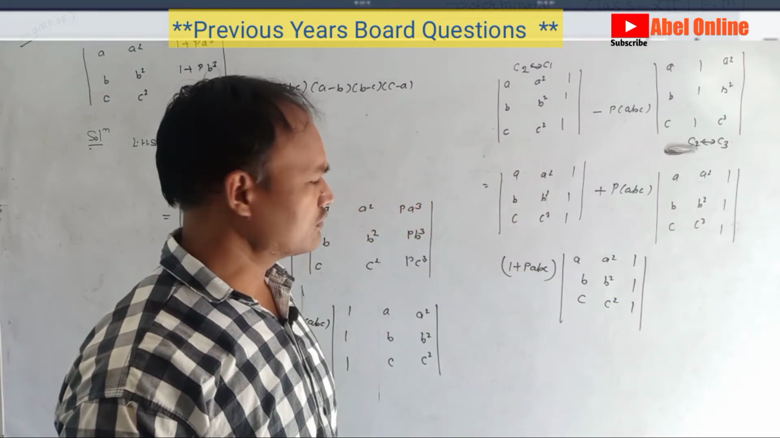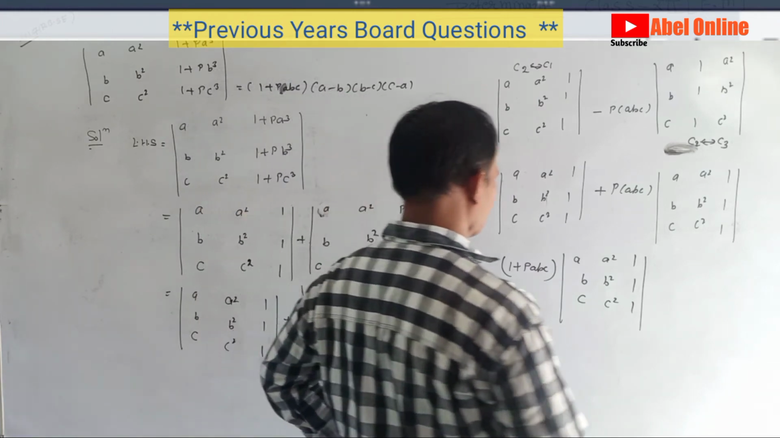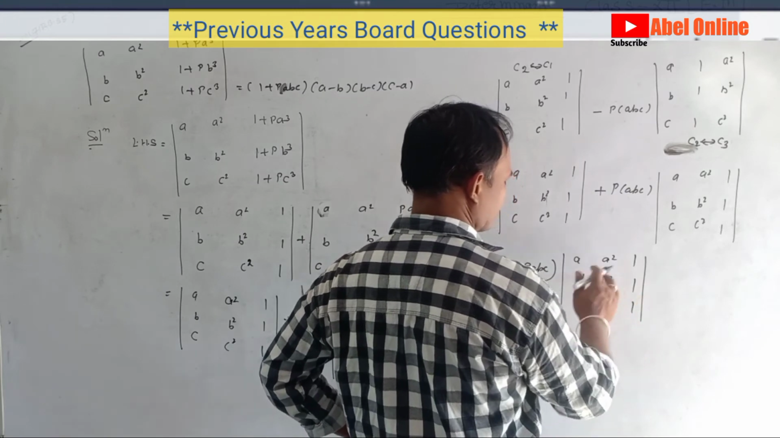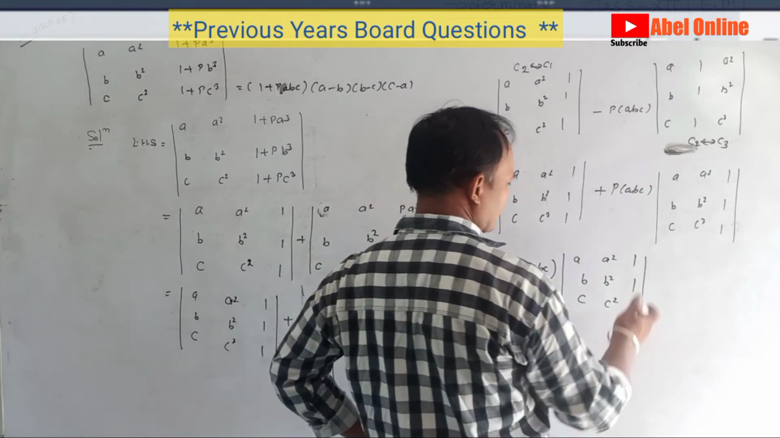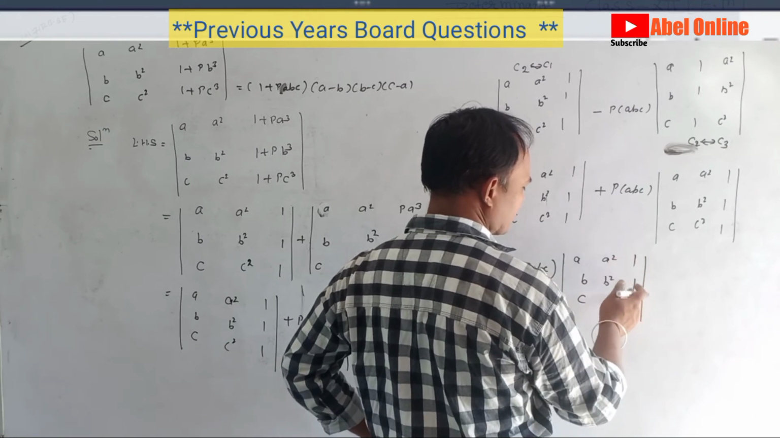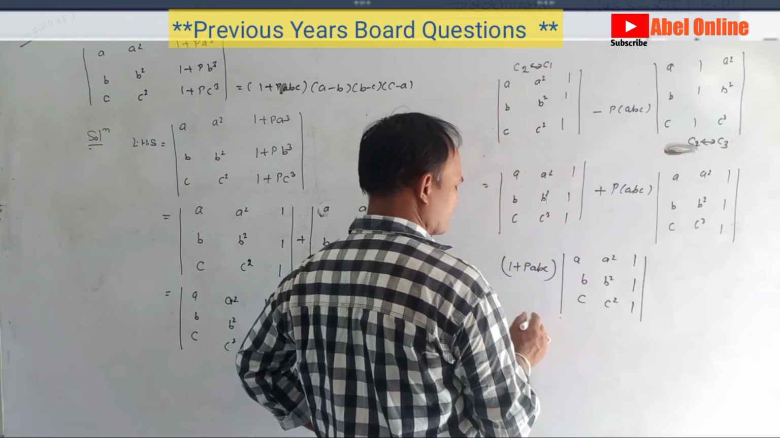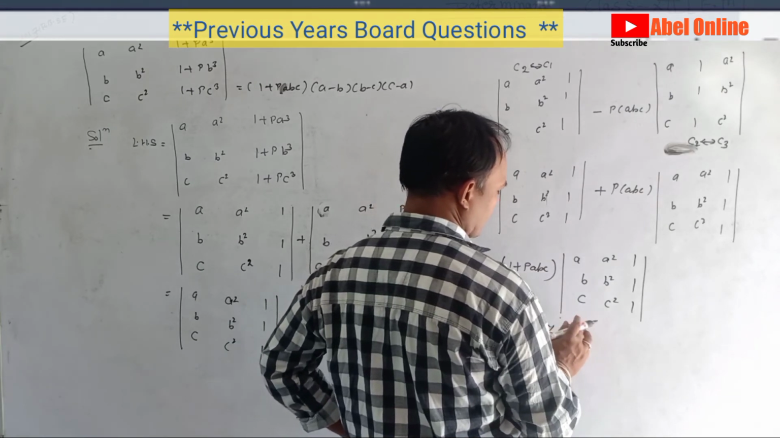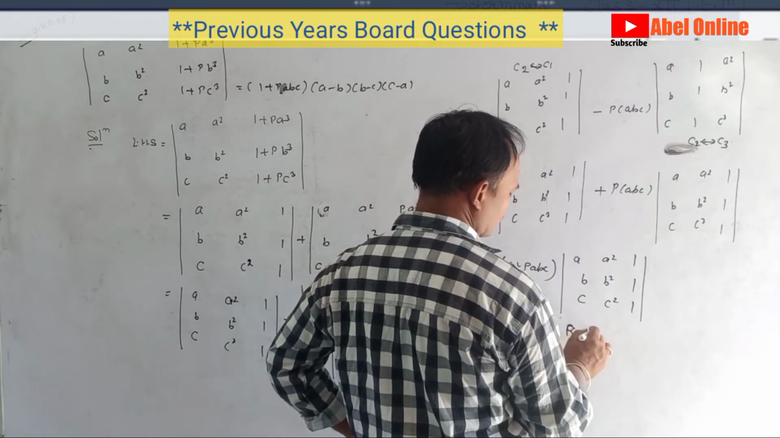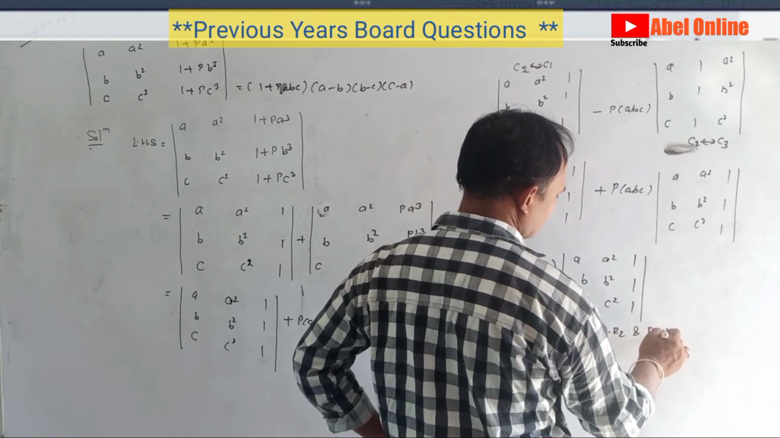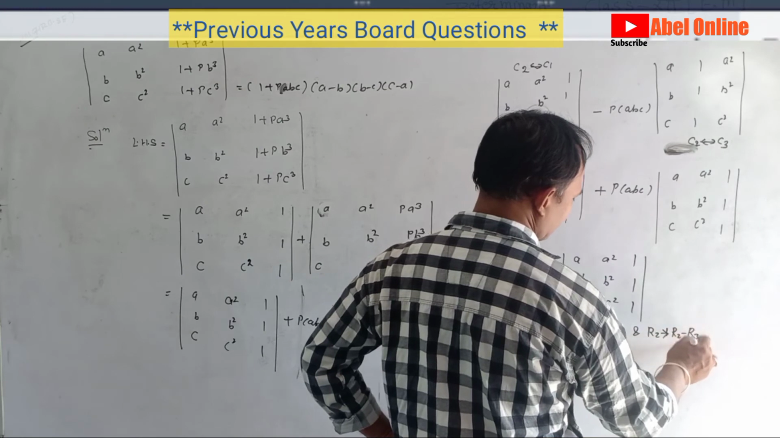Now what can we do? This is one part, and the other is the other. We have to solve this. How can we solve this? There is 1 1 1, so I am going to subtract this minus this, and this minus this. So I am going to apply R1 tends to R1 minus R2, and R2 tends to R2 minus R3.